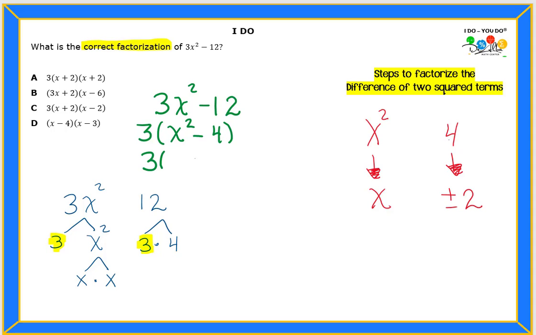So I'm going to have the 3. And now my first factor is going to be x plus 2. My second factor is going to be x minus 2. Okay, so that will be my factorization, right?